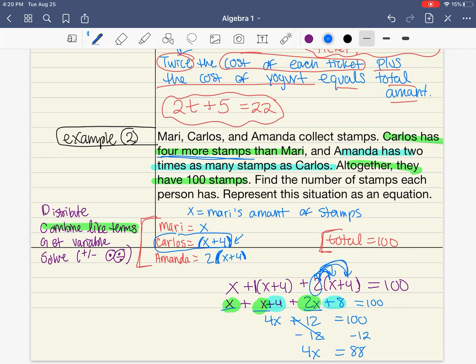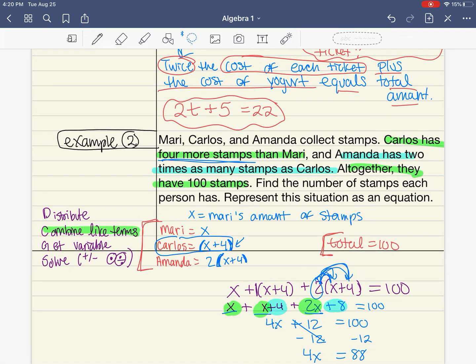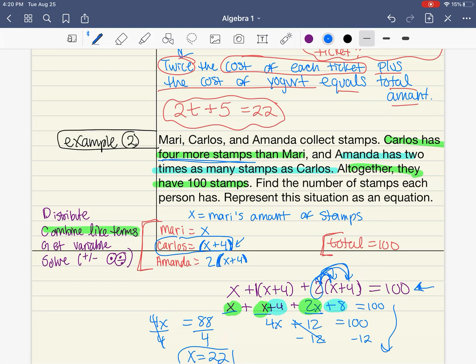And then we're going to divide both sides by 4. And x equals 22. So let's go back and really talk about what that means though. We don't want to just get to x equals 22 and stop. So number one, the point of this lesson is to get really good at writing equations. Working on solving the rest of this process is something we will continue to work on, but I need you to start getting comfortable writing equations here. And then also making sense of solutions.